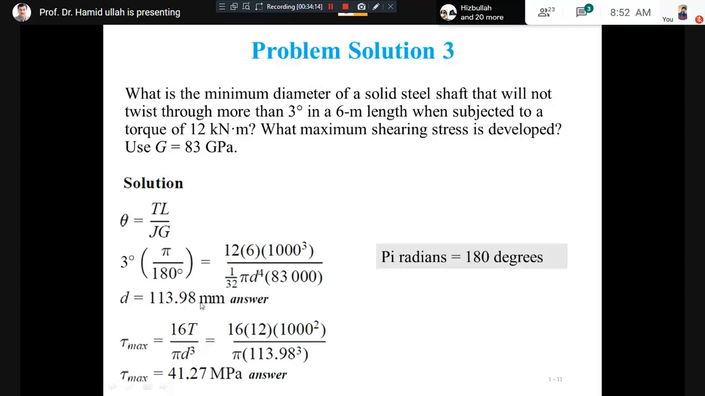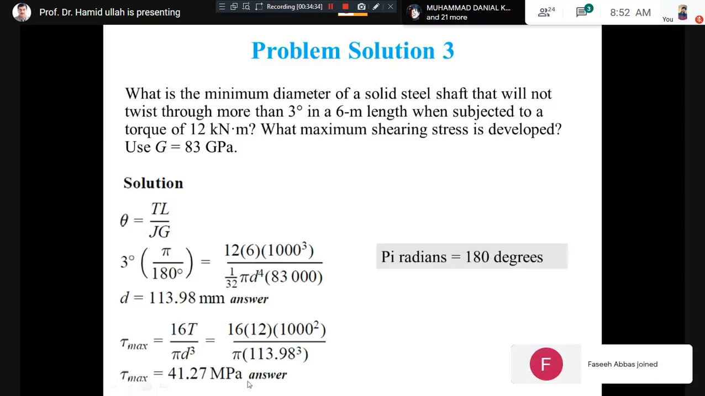And then the second part, which is maximum shear stress, is required. So for sure, you need to use the formula of maximum shear stress. Torque is already given. You put the torque and the diameter, the only two things required in the formula, and it is equal to 41.27 megapascal.